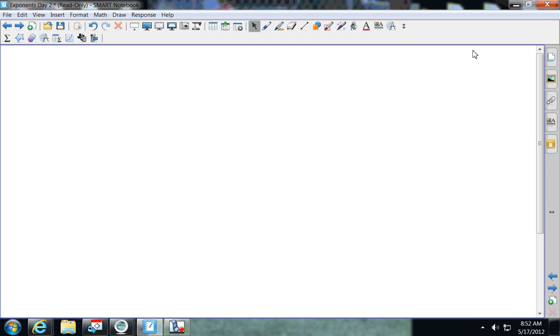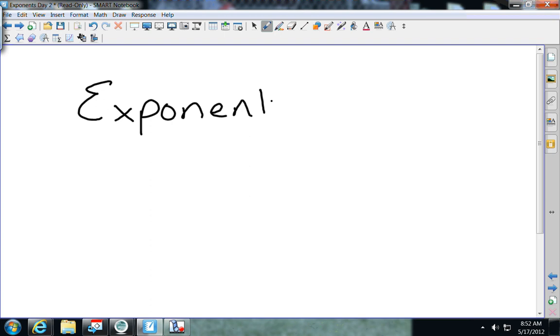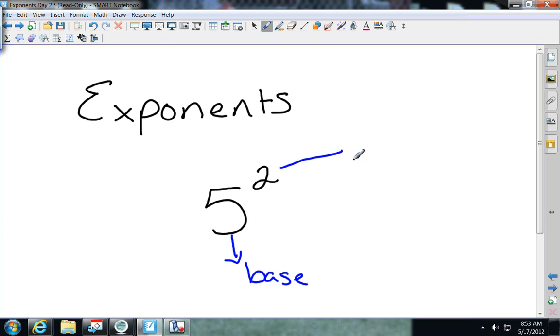Okay, talking about exponents. First off, if I have something like this, 5 to the second power, what is the 5 called? The 5 is called the base. What is the 2 called? Exponent. The exponent. What does 5 to the second power mean? It means 5 times 5.